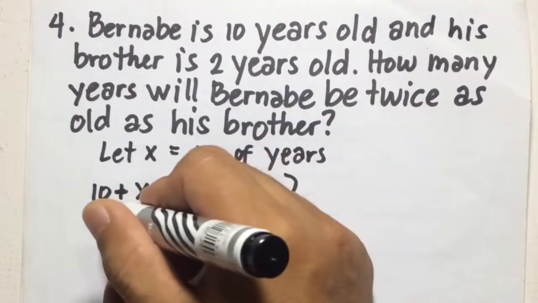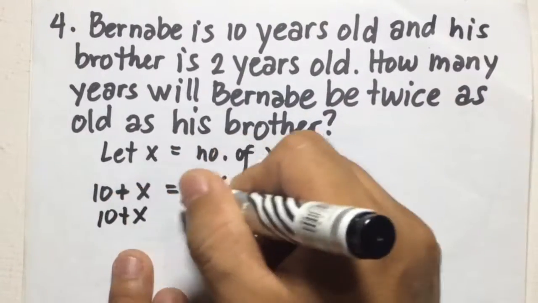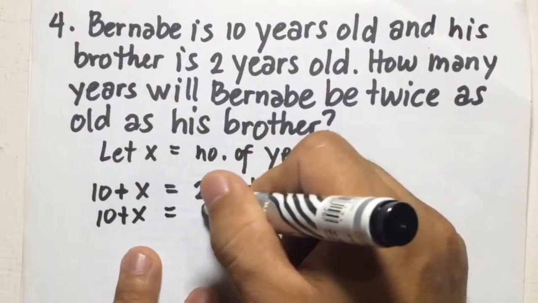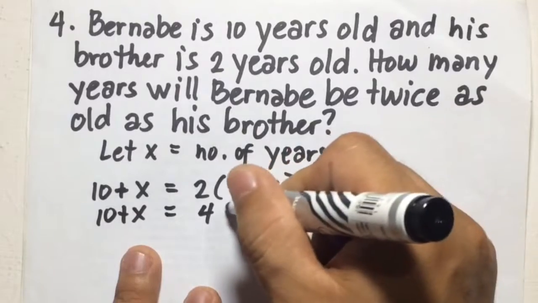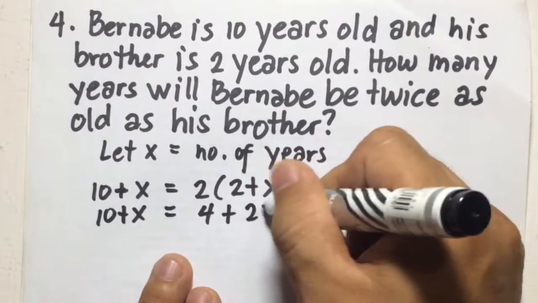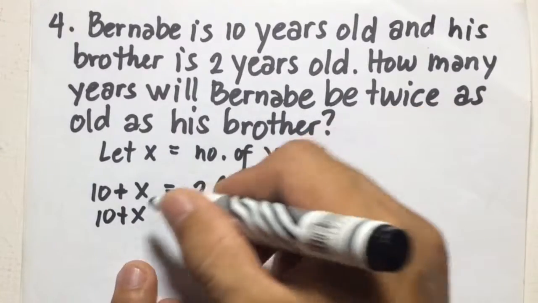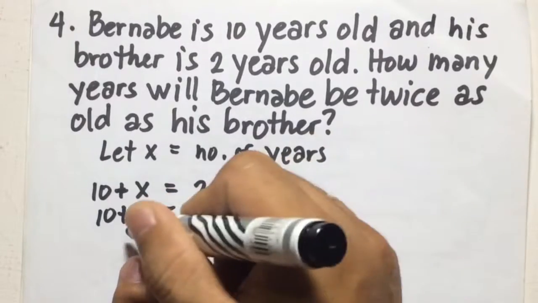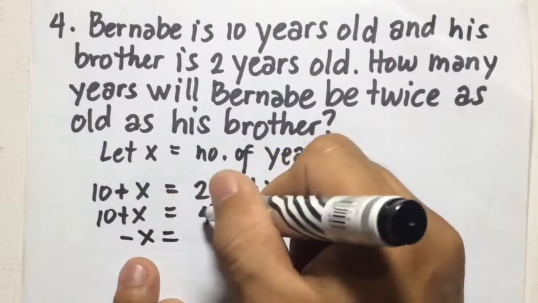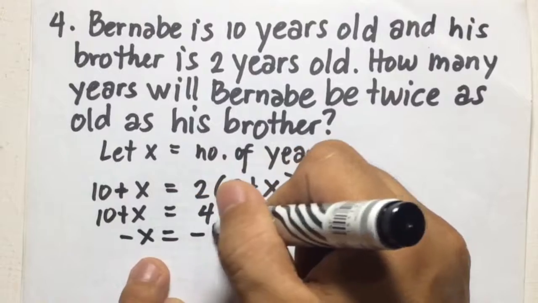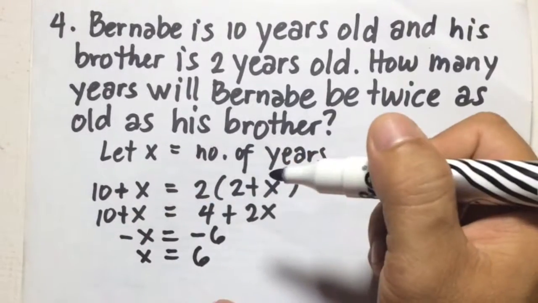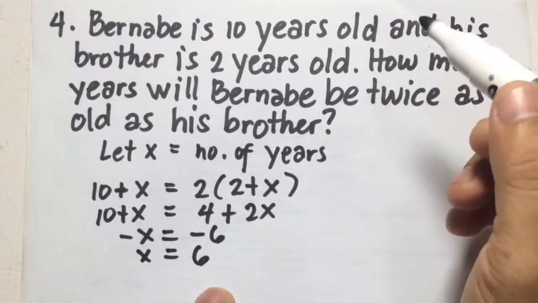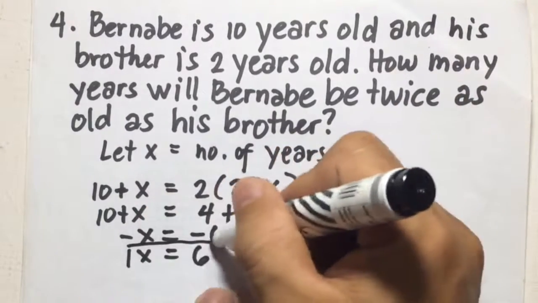Then solving the equation, we're going to have 10 plus x equals 2 times 2 is 4. Then 2 times x will be 2x. Then combining like terms, x minus 2x here, we're going to have negative x. Then 4 minus 10, that will be negative 6. And x here is equal to 6. So the number of years will be 6.